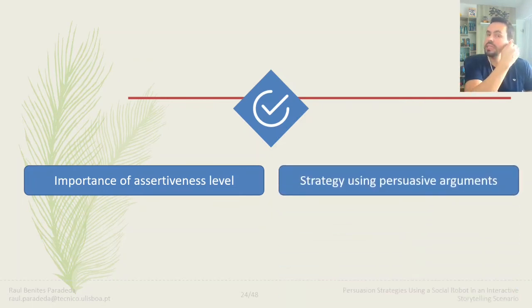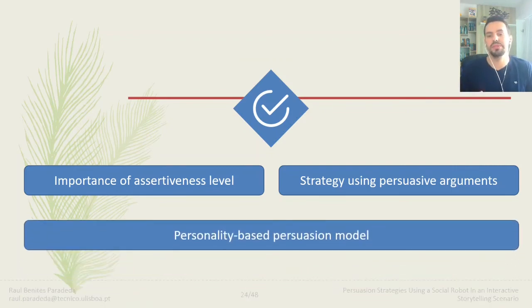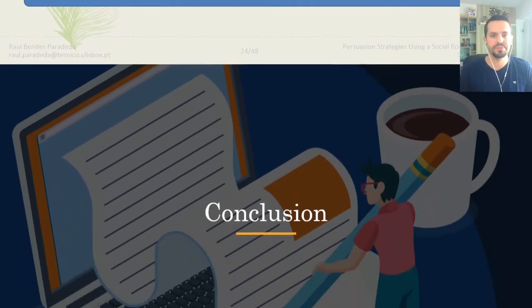In addition, the strategy using persuasive arguments in the utterance proved to be more effective than other usual strategies, such as gazing. And regarding the personality-based persuasion model, we identified that in our scenario, it is more difficult to provoke change or convince a person to act differently from his intrinsic behavior. So, the success or not of a persuasion strategy can be associated with the personality trait of the target.